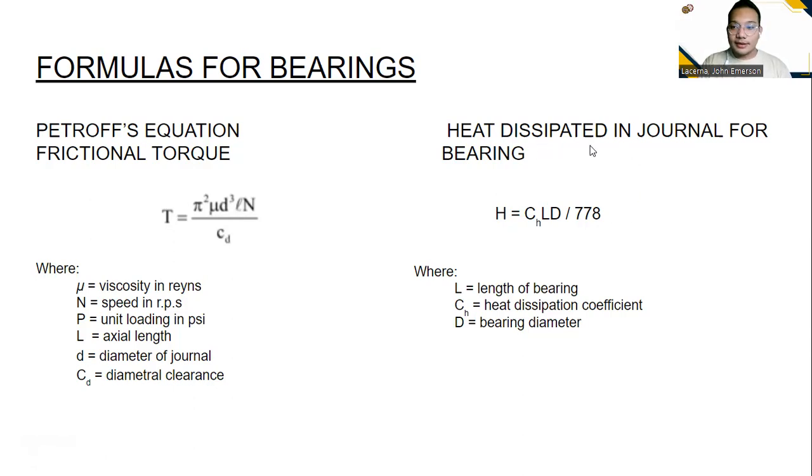Next, we have the heat dissipated in journal for bearings. Siyempre, umiikot yung ating bearing, umiikot yung ating journal sa loob ng bearing. And kahit meron tayong lubricants, hindi pa rin maiwasan uminit ang ating equipment. So, kaya siya merong heat dissipated, which is H is equals to length ng ating bearing, heat dissipation coefficient, and the bearing diameter over 778. Okay?